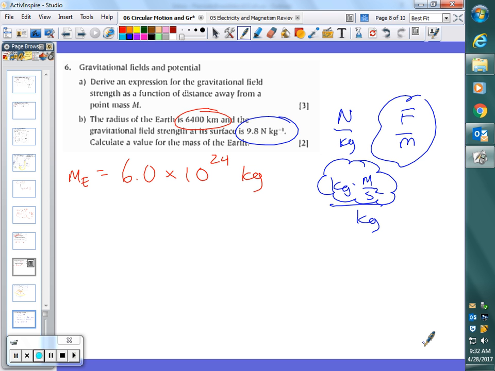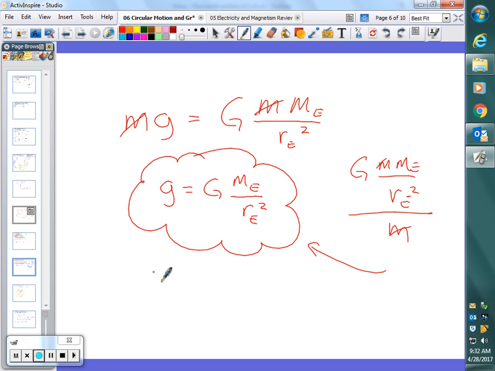Because we're depending on the gravity from the object, right? This expression for gravitational field strength only depends on the mass of the Earth and the radius of the Earth. It has no bearing on the object itself, right? The object itself doesn't influence it at all. Good? Okay there? All right.